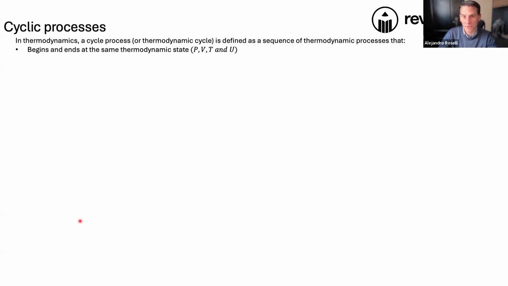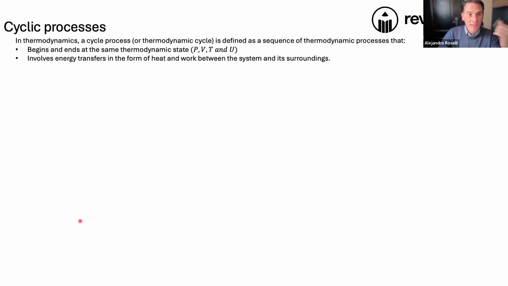Okay, makes a lot of sense. It's a periodic cycle. We're going back to the same place. It involves energy transfers in the form of heat and work between the system and its surroundings. We'll explore two different ways in which these processes can be performed. Let's start with this one. No specific adiabatic, isobaric, or isothermal, just a curve being represented. Not all curves are given names.